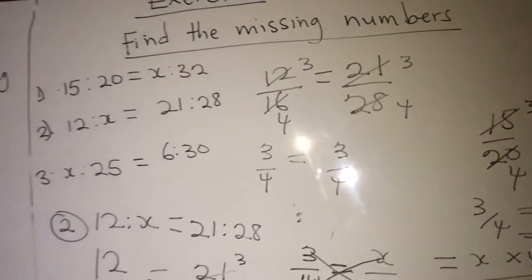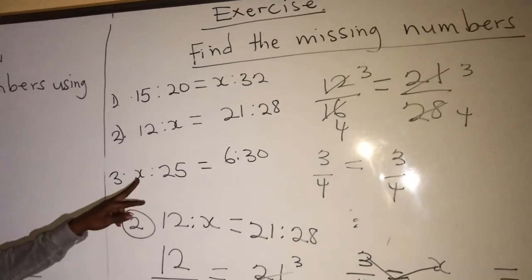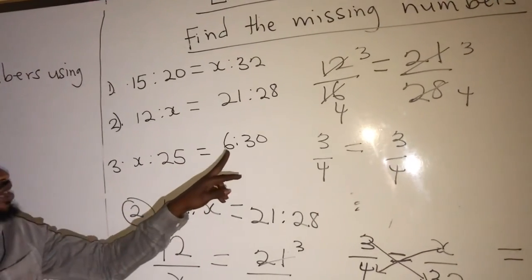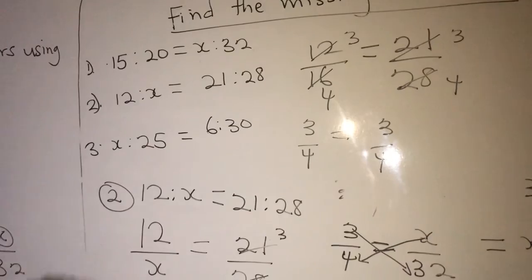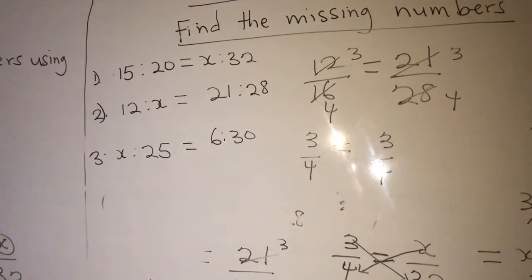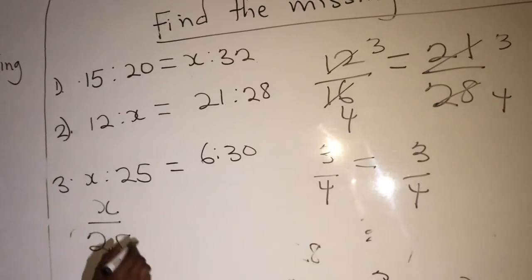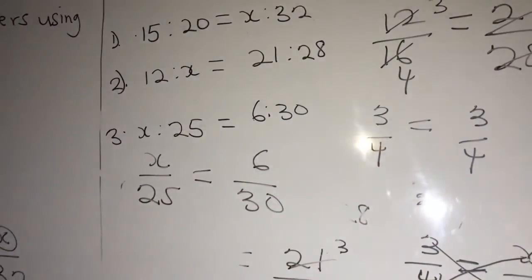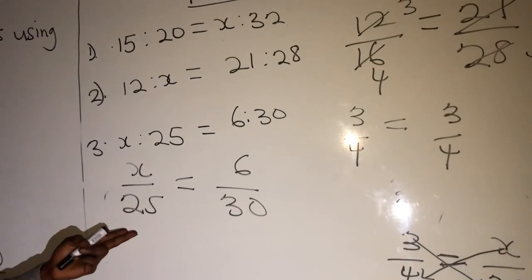I hope you understand today's lesson. The last question is x is to 25 equals 6 is to 30, which can be written as x divided by 25 equals 6 out of 30. I want you to solve this question till I come your way.